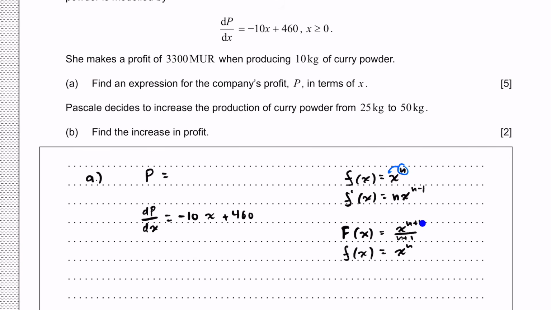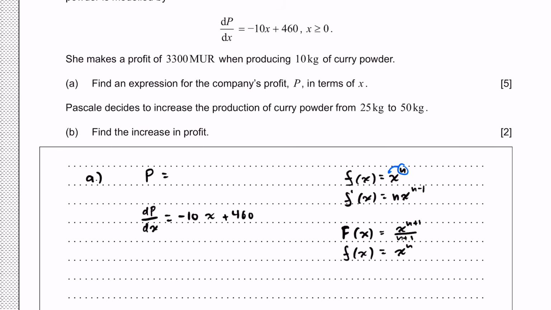Add 1 to the exponent, and then divide by whatever this new value of the exponent is. And this would take us from a derivative to a normal function, or essentially it's just the process of taking an antiderivative. So let's try that here in practice.